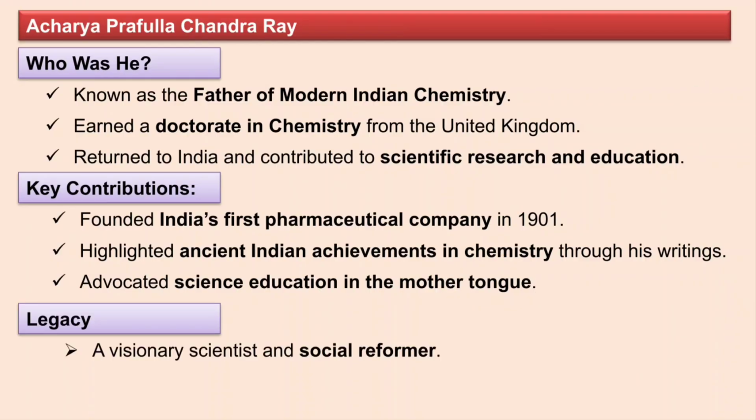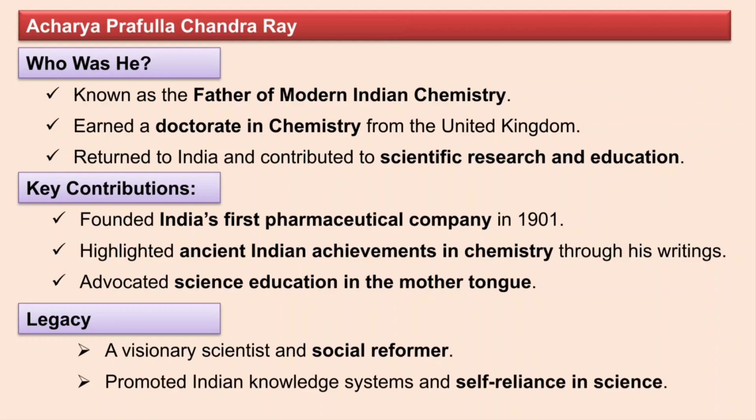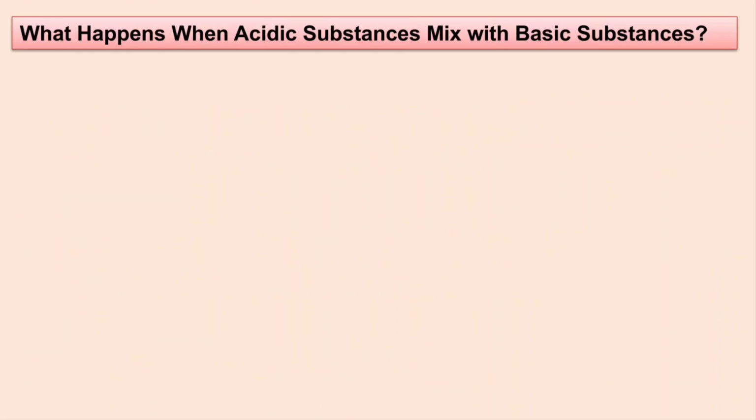Legacy, what was his legacy? A visionary scientist and a social reformer, means who wants to bring a change in the society, developmental change in the society. Reformer means change, isn't it? And he promoted the Indian knowledge system and self-reliance in science. So this is all about him, okay.